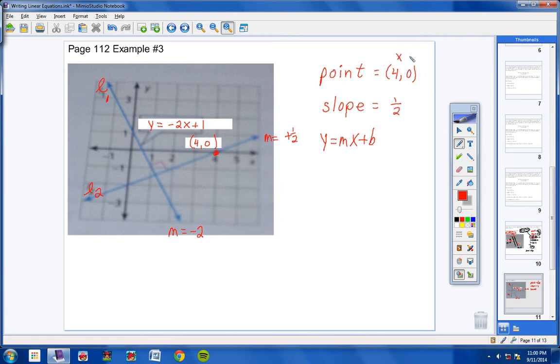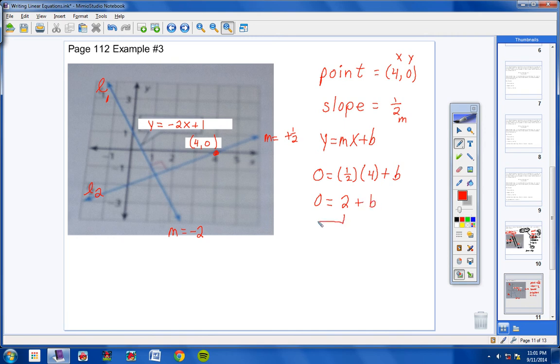Here's your x, here's your y, here's your m. So let's make our substitutions. Where y is, I will substitute 0. Where m is, I will substitute 1/2. Where x is, I will substitute 4, and then bring down your positive b. Next, I will take 1/2 times 4, which gives me 2. If you're not good with fractions, then use your calculator, plus b.